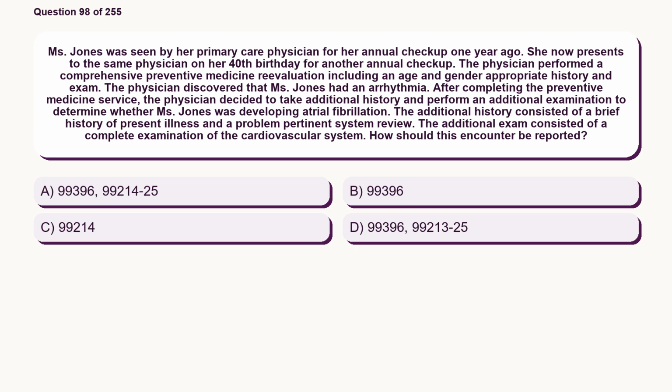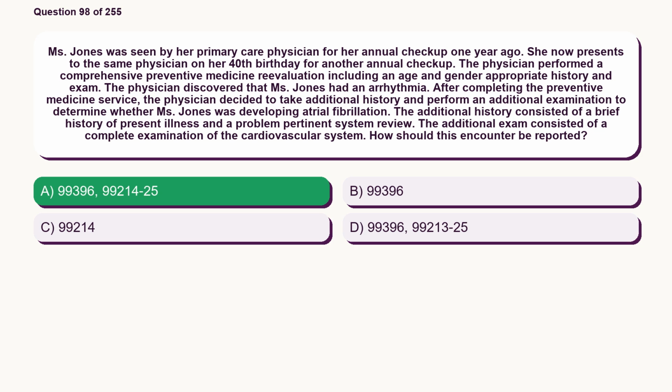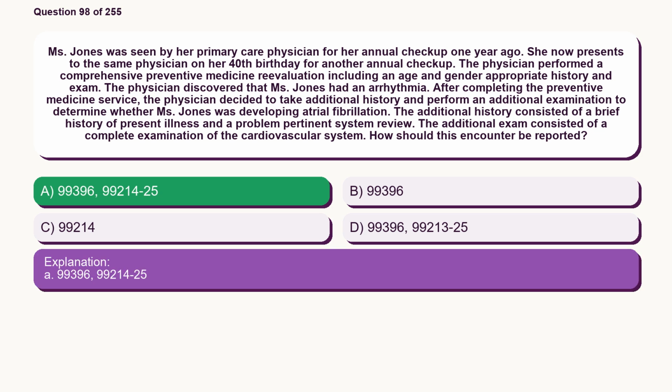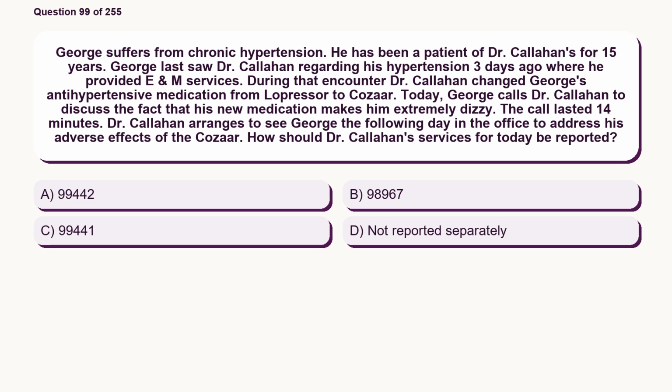Option A, 99396, 99214-25. Option B, 99396. Option C, 99214. Option D, 99396, 99213-25. The correct answer is option A, 99396, 99214-25. Question 99.